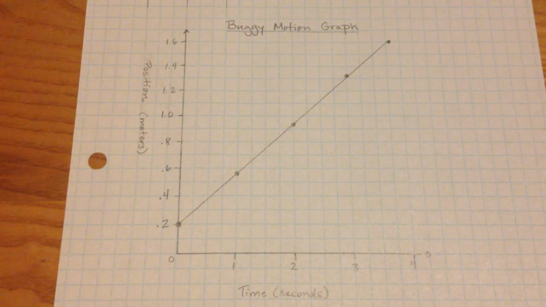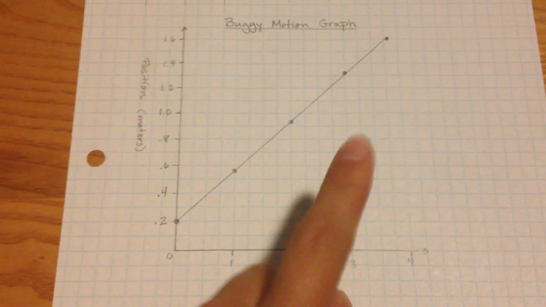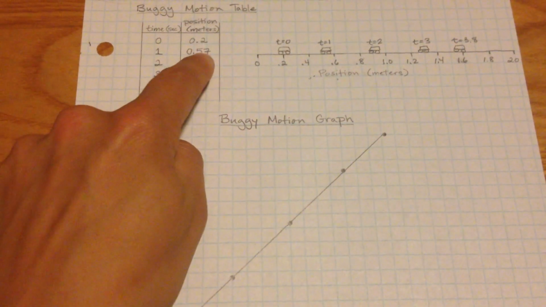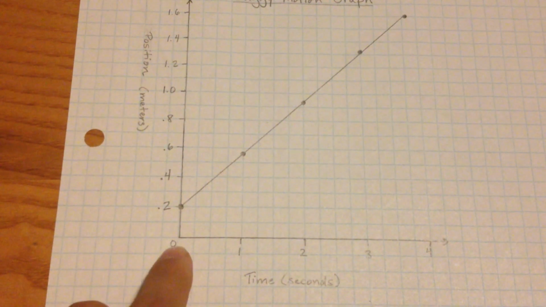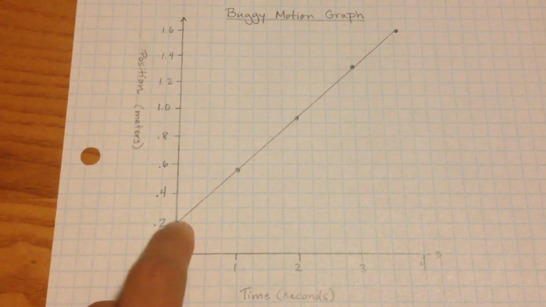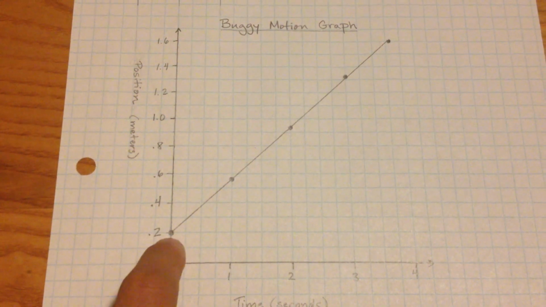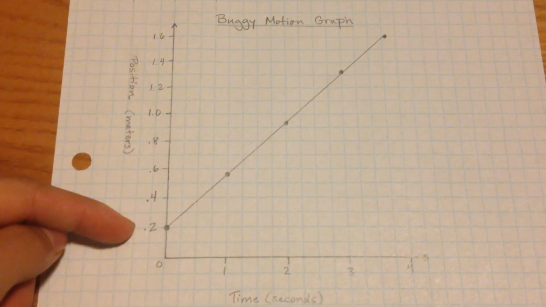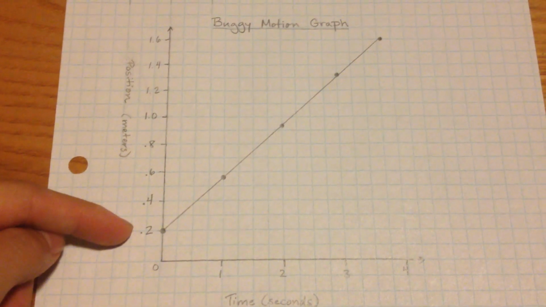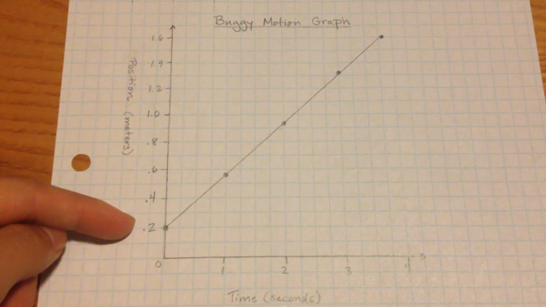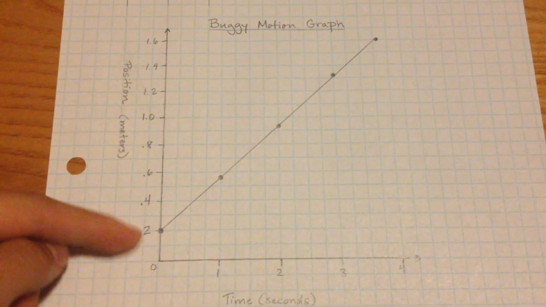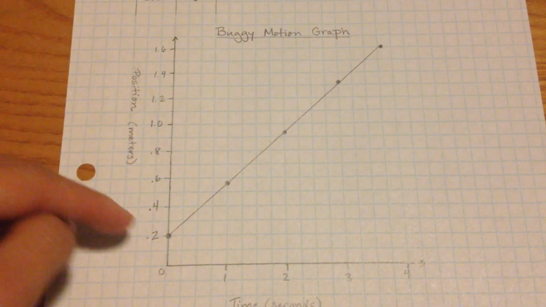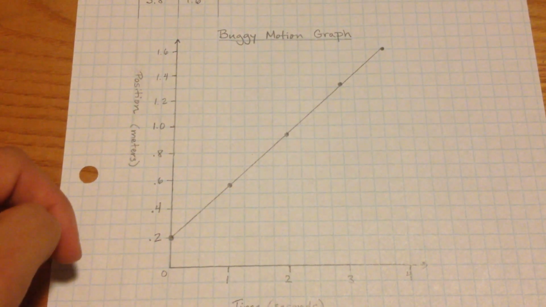That position in meters is the other information we have. So I plotted the points based on this table. The first point was 0 and 0.2 meters. So I went here to 0 seconds and went up to 0.2 meters and plotted the point here. You will notice that this point is also the y-intercept. The y-intercept is where the motion started in the case of this graph, because we started at 0 and 0.2 meters. So if I was going to make an equation to describe this motion, I would use that as a part of my equation.